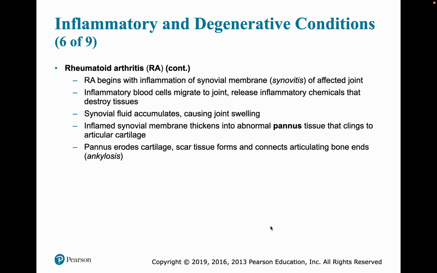It begins with inflammation of the synovial membranes called synovitis. In the affected joints, the inflammatory blood cells migrate in and release inflammatory chemicals that can destroy the tissues. That leads to accumulation of synovial fluid causing swelling, and that inflamed synovial membrane can thicken into a structure called a pannus that clings to the articular bone. Eventually, that pannus will erode the cartilage, forming scar tissue and connecting the articular ends in a process called ankylosis.